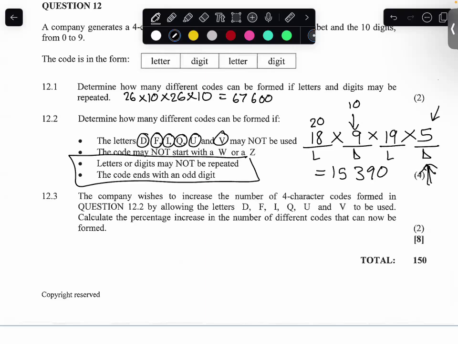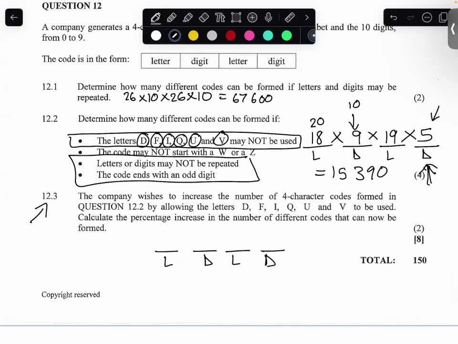The last question says, the company wishes to increase the number of 4 character codes formed in question 12.2 by allowing D, F, I, Q, U, and V to now be used. Calculate the percentage increase in the number of different codes that can now be formed. So this restriction no longer applies in 12.3. That's the only restriction that no longer applies. So now in my 4-character code, we have your letter, your digit, your letter, your digit. For the digits, they didn't say anything about that. But for the letters, they're now including these 6 letters that they originally took out.